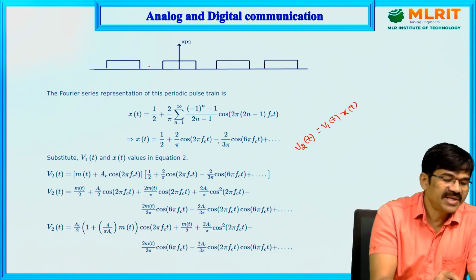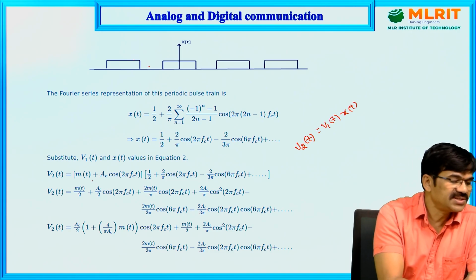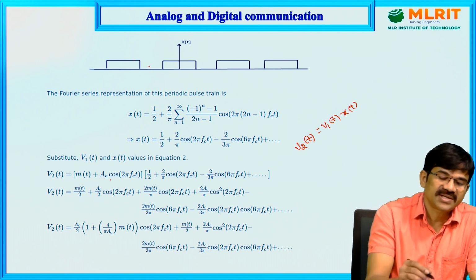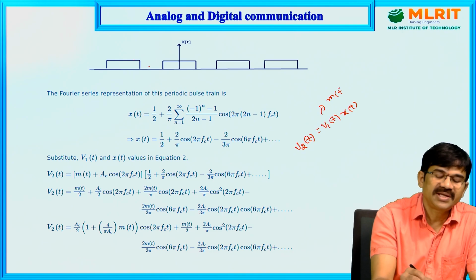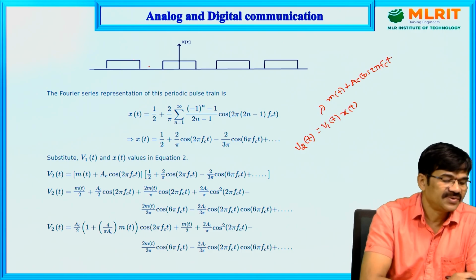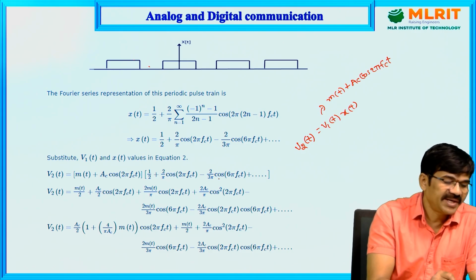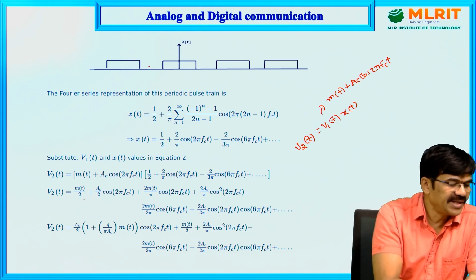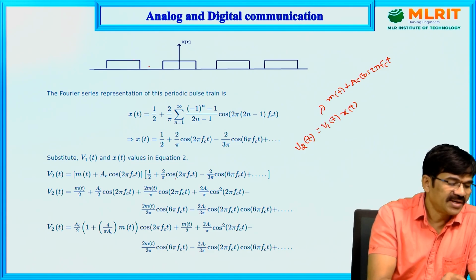So x of t, this is the expression. V1 of t is nothing but m of t plus Ac cos 2 pi fct, that is multiplied with the x of t. Okay, finally what is the expression we are getting? So m of t multiplied with 1 by 2, m of t by 2, m of t multiplied with 2 by 5 cos 2 pi fct.